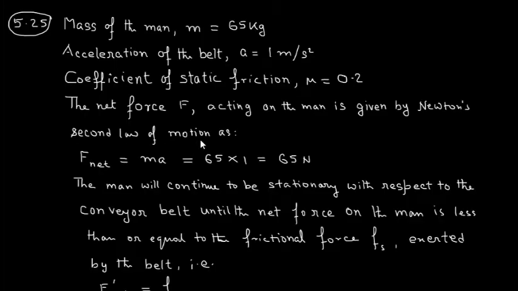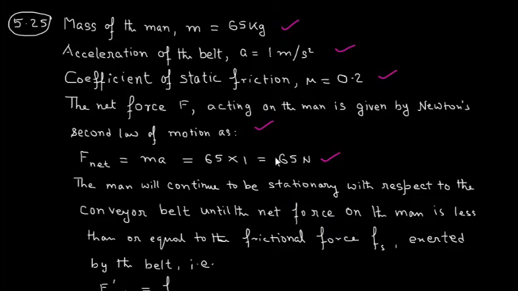So the solution of 5.25: the mass of the man is 65 kg. The acceleration of the belt is a = 1 meter per second squared. The coefficient of static friction, mu, is equal to 0.2. The net force F acting on the man is given by Newton's second law of motion as F net = ma = 65 × 1, that is 65 Newton.